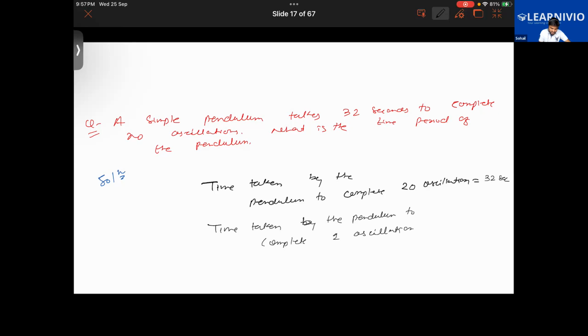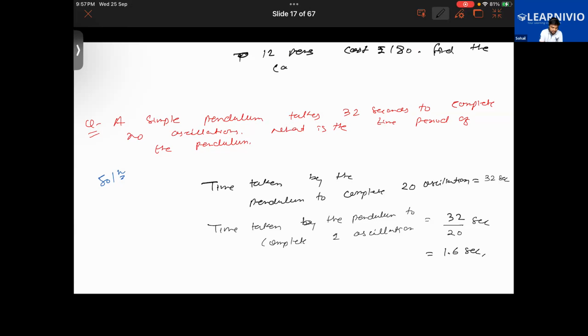In mathematics, you would have learned about linear equations and all that. So that is simply 32 upon 20 seconds, that is 1.6 seconds. It's the same question. For example, say that 12 pens cost 180 rupees. So what will be the cost of one pen? The question is: 12 pens cost 180 rupees. Find the cost of one pen.